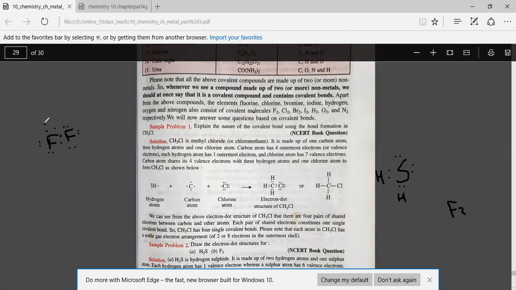So this fluorine has completed the octet, and this fluorine has also completed the octet. So the dot structure is this, and if we draw the bond, since they are sharing only 1 pair of electrons, there is a single bond between them. So this is the dot structure.